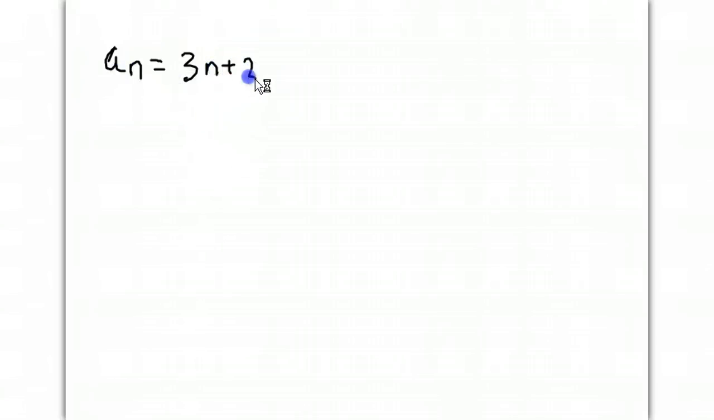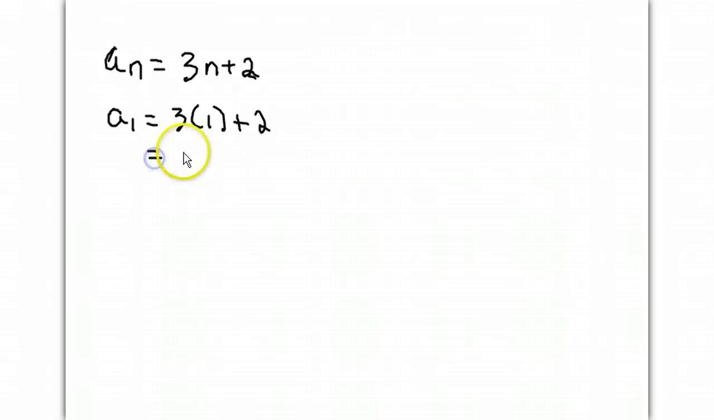Let's cover sequences. Let's start off with a sequence that says a_n is equal to 3n plus 2. If you want to know the first four terms of this sequence, you start off with the first term, which is a1. So a1 is equal to 3 times 1 plus 2. Everywhere you see an n, you replace it with the 1. So that'll be 3 plus 2, which will be 5.